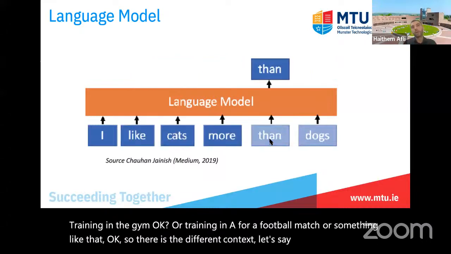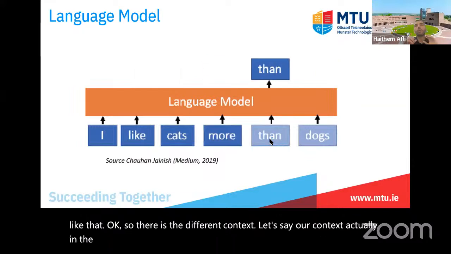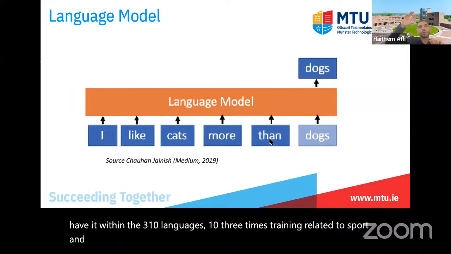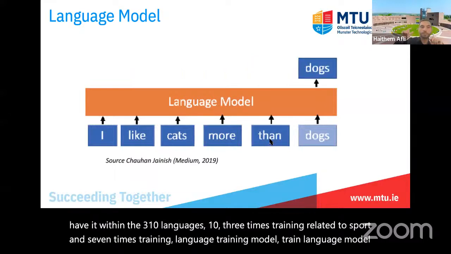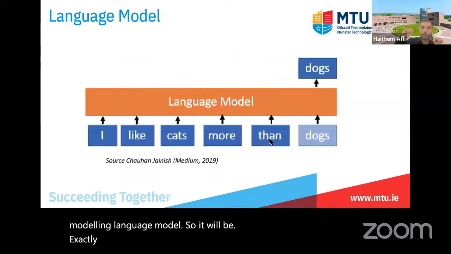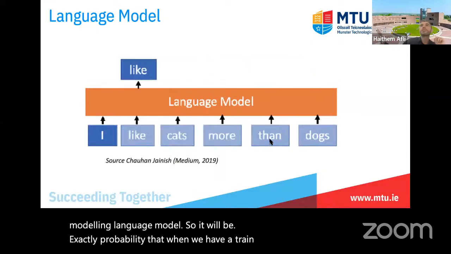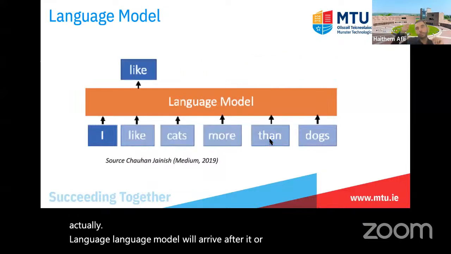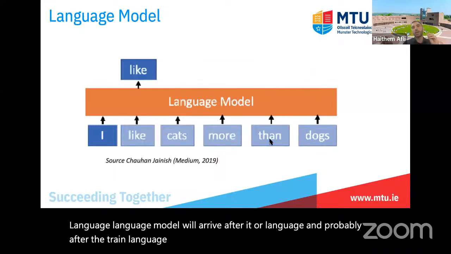Let's say our context in this language model will be mainly for scientific use. Okay, so within the 10 sentences, you have 3 times training related to sport, and 7 times training language model, train language model, training language model. So we'll have a probability that when we have train, 70% of the time language model will arrive after it, or language, and probably after train language the word model will come after it.